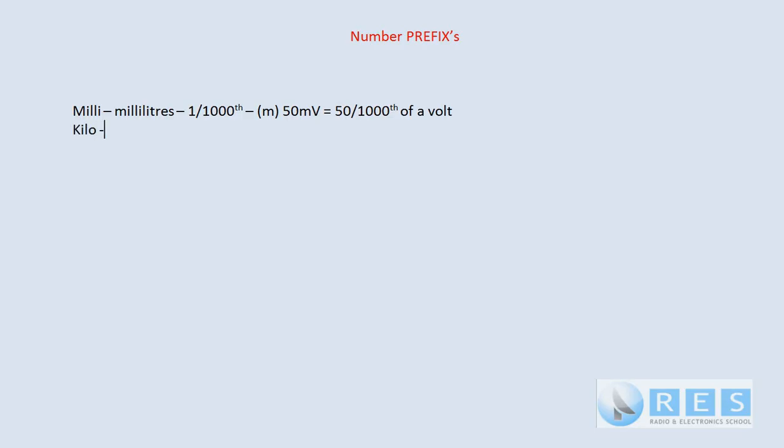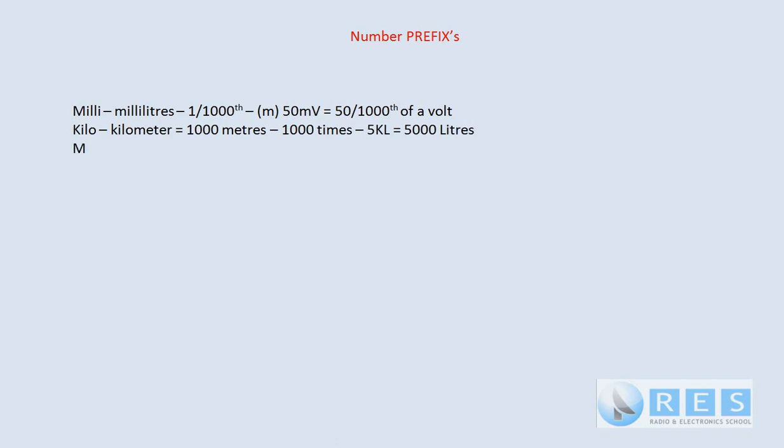Now you would be familiar with kilometre. A kilometre is 1,000 meters. So kilo means 1,000 times. Opposite to a milli. A milli is 1/1000th, which is very small, and a kilo is 1,000 times. Just another example. 5 kilolitres would equal 5,000 litres.